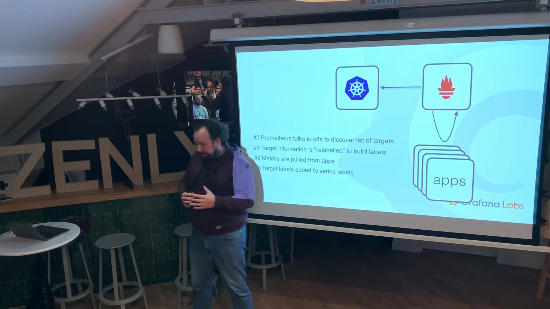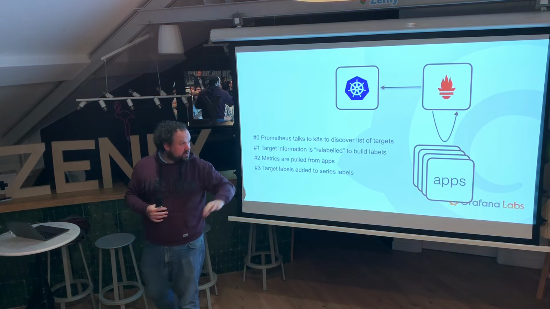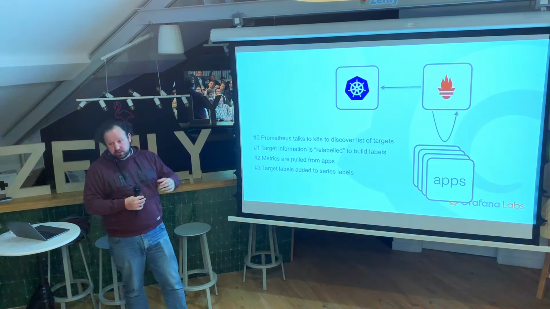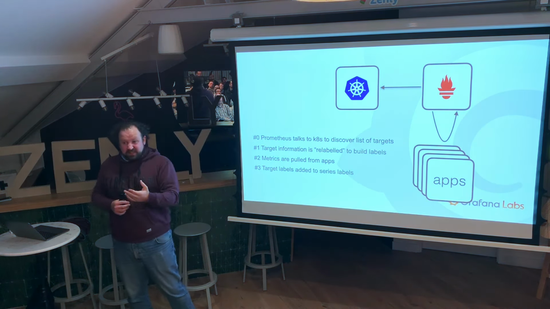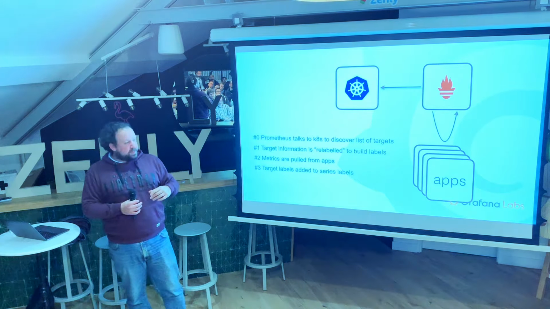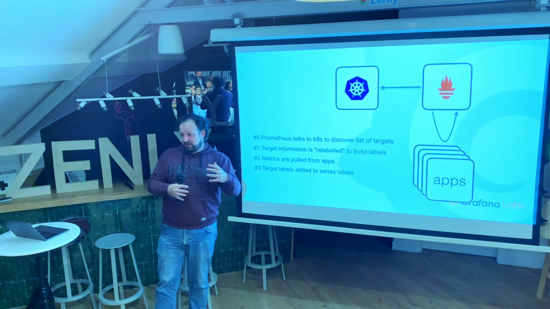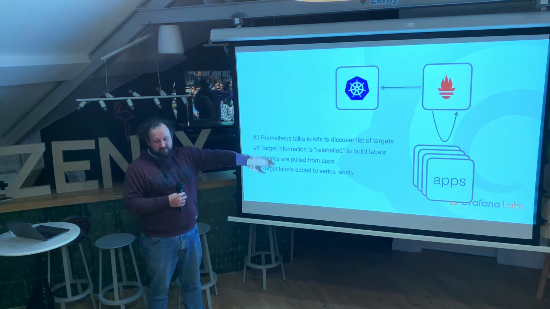We'll get back a big list of things. You get to configure what it is. So in Kubernetes, it could be a list of pods. It could be a list of nodes. It could be a list of services. You get to say what you want. But these just come back as big sets of dictionaries. And then you get to do this thing called relabeling.